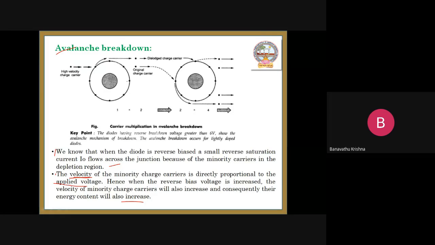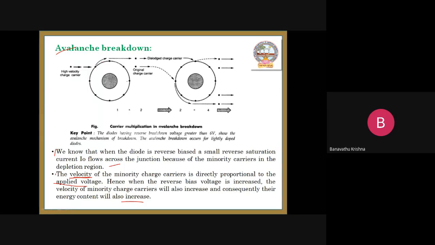How is it a high velocity charge carrier? By increasing the reverse bias voltage, its velocity will increase. Then it hits another atom. So here it is a covalent bond. When it hits this particular outermost orbit valence band charge particle, this outermost valence band charge particle will be released.